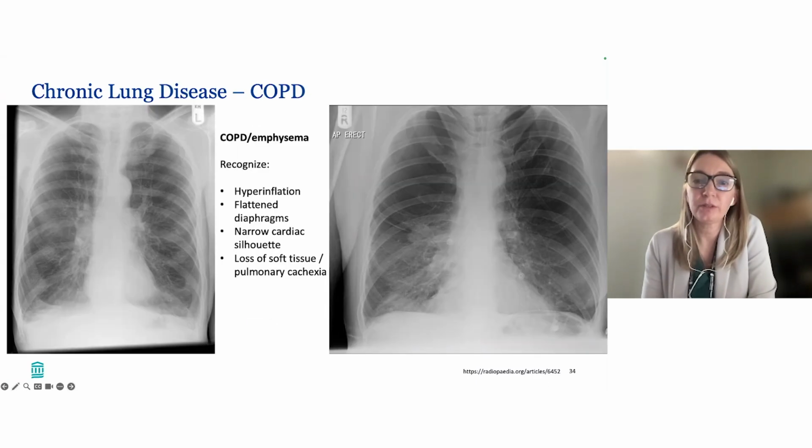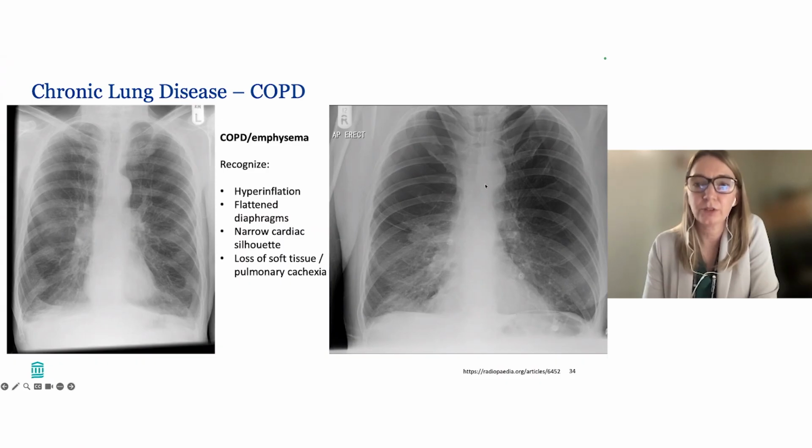The first one you need to be able to recognize is COPD. COPD with emphysema is recognizable on chest X-ray by hyperinflation paired with flattened diaphragms, a narrow cardiac silhouette, and often loss of soft tissue consistent with pulmonary cachexia. These are two chest X-rays of individuals with COPD, and you can see there are many ribs visible consistent with hyperinflation, and the diaphragms on both of these are flattened.